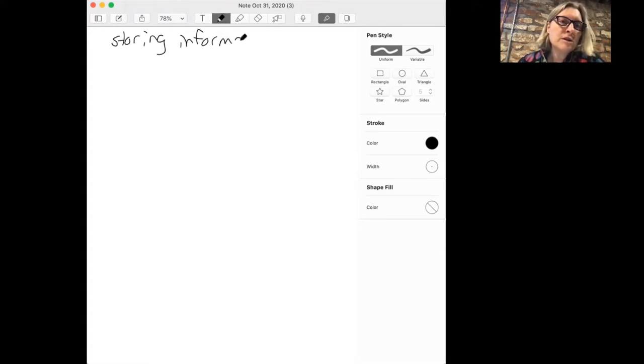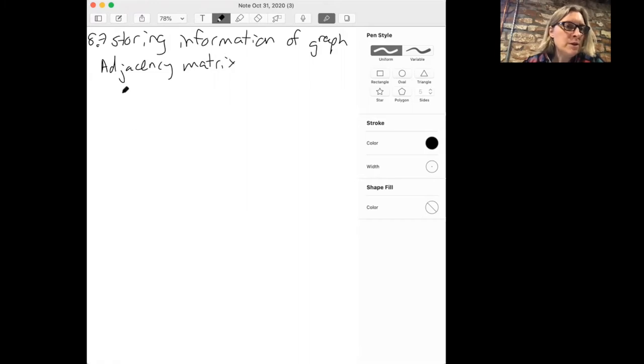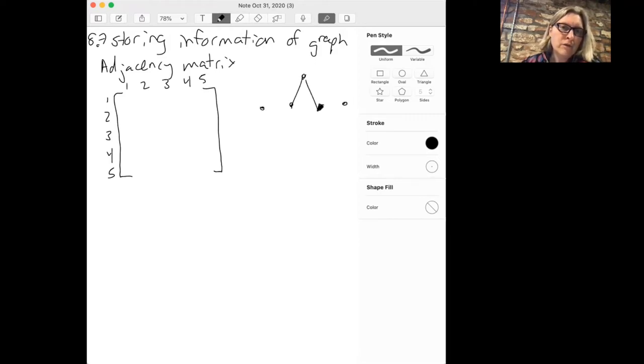And this is covered in section 8.7. There are two basic methods that we'll start with. The first is called the adjacency matrix. The idea with the adjacency matrix is you make a matrix. In this case, it's going to be a 5x5 array. And again, we're going to have to label the vertices of our graph. So today, we'll again look at this hat graph, and I'm going to label the vertices like this.